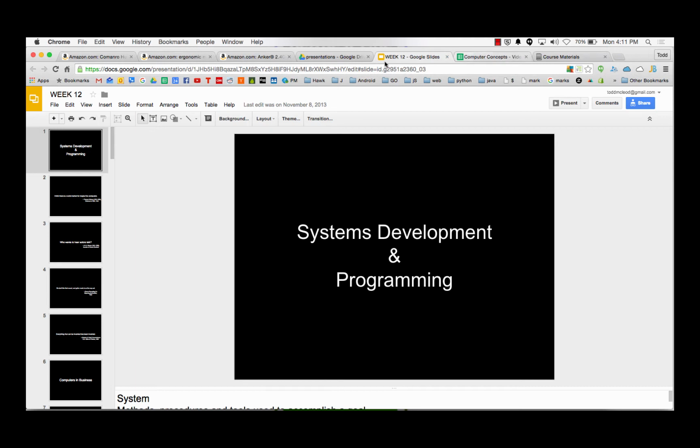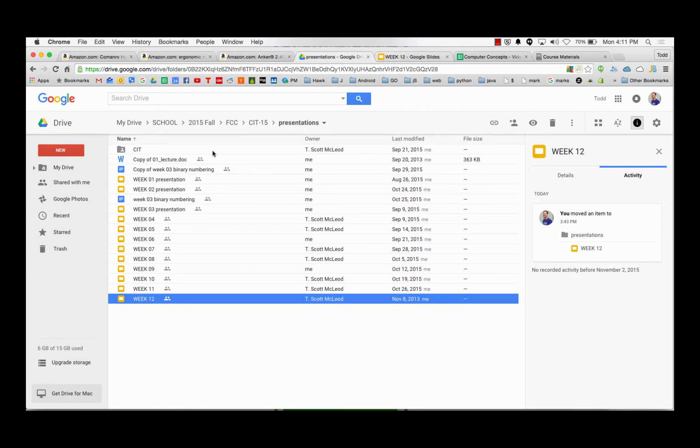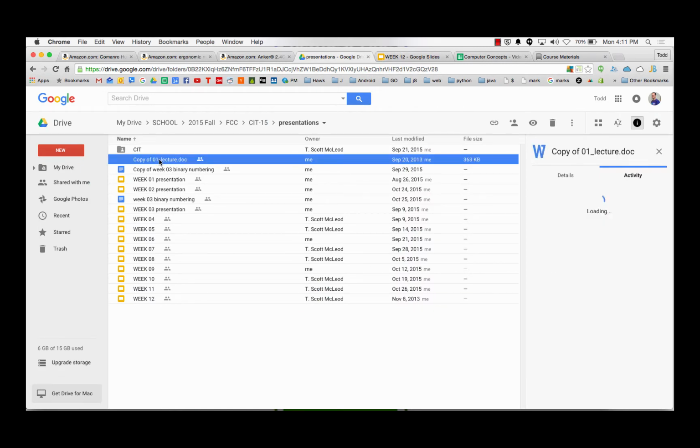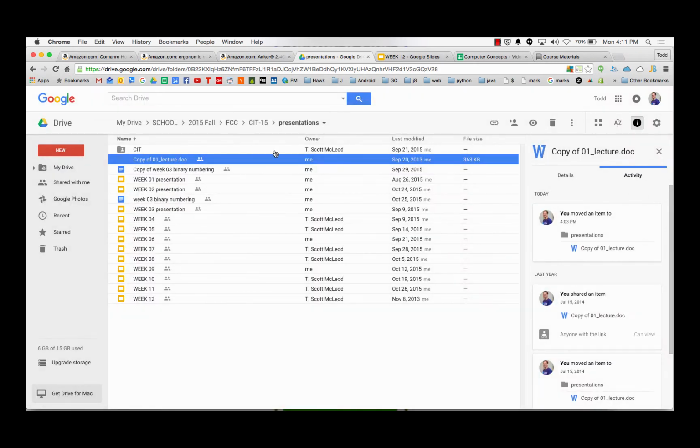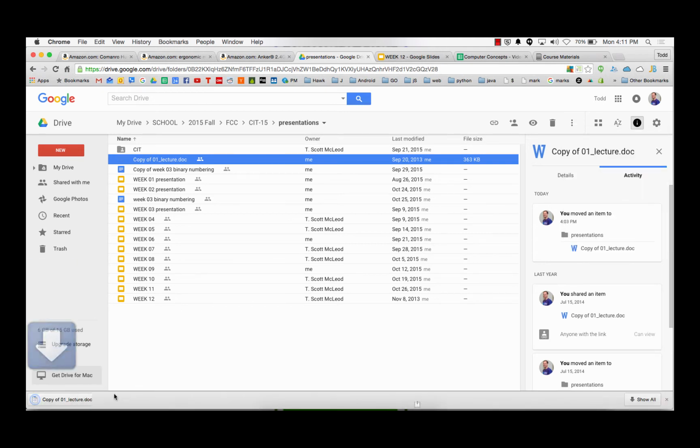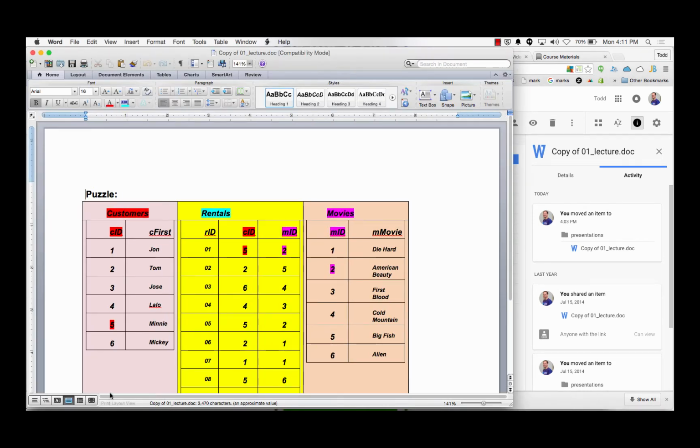One thing I just want to say, because databases was one of the things I want to make sure we covered: whoa, that doesn't look good. That's all messed up. Download that, see if it looks better. Scanning for viruses, open. Aha! Looks much better.